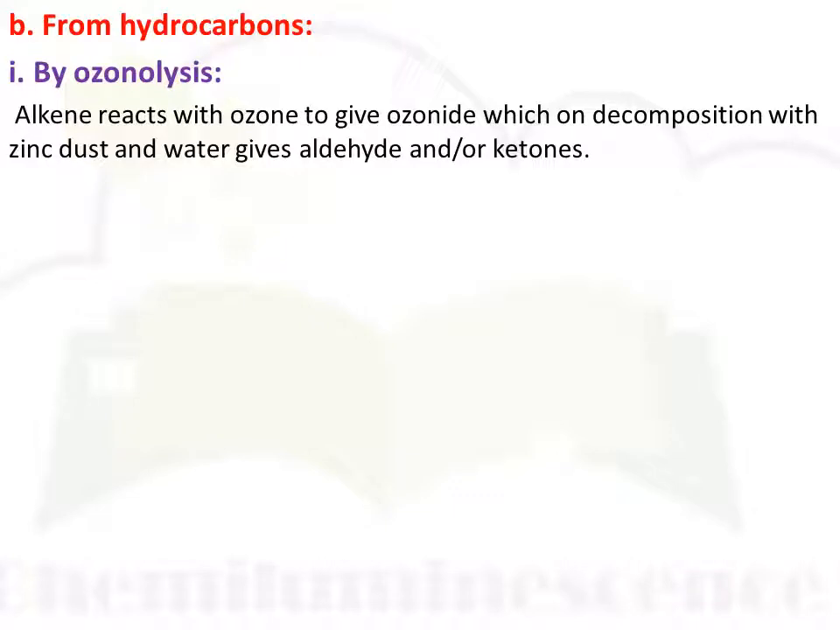Next method of preparation of aldehyde and ketone is from hydrocarbons by ozonolysis. In hydrocarbon, here we are using alkene. Alkene means hydrocarbon which contains carbon-carbon double bond. Alkene on reaction with ozone forms ozonide, which on decomposition with zinc dust and water gives aldehyde or ketone or mixture of aldehyde and ketone as a product, depending on which type of alkene we are using as a reactant.